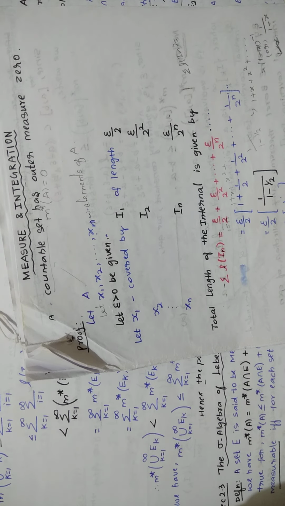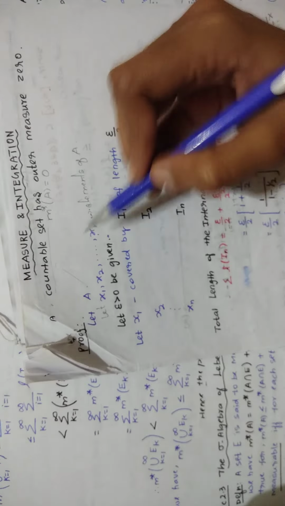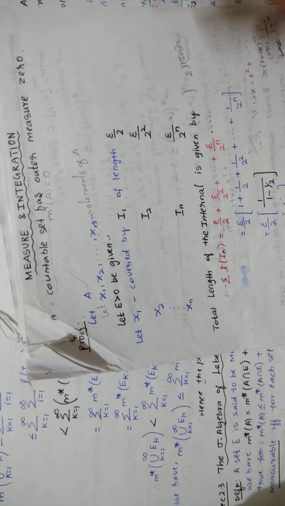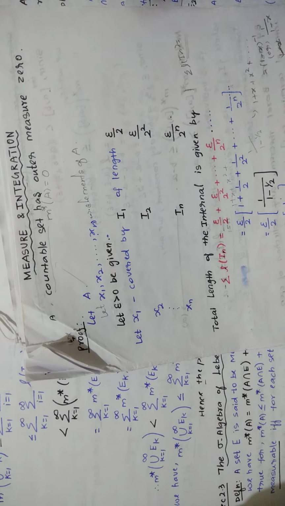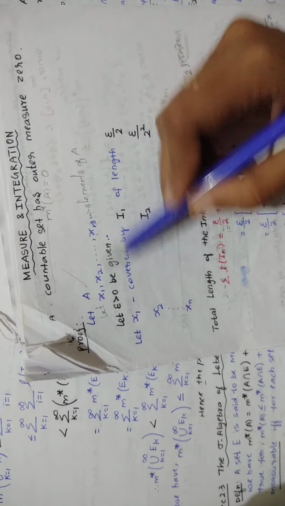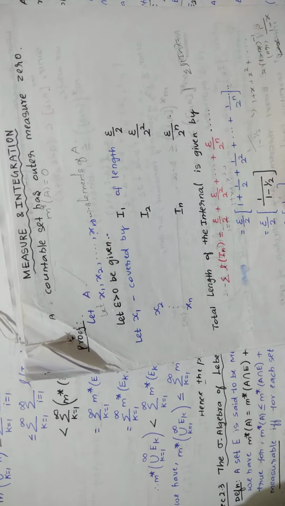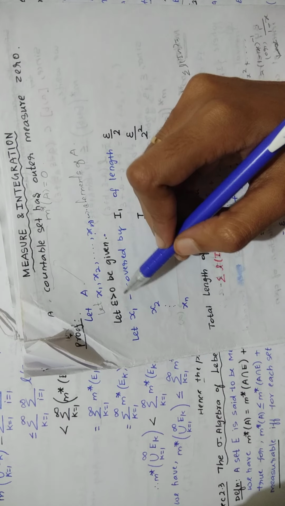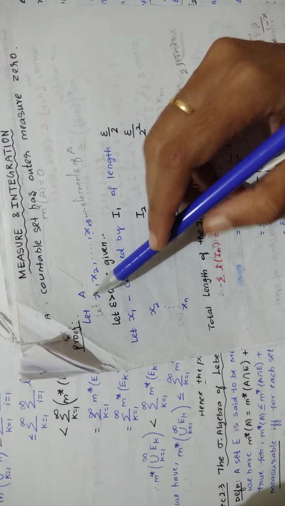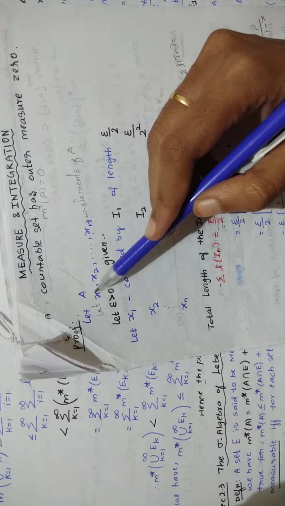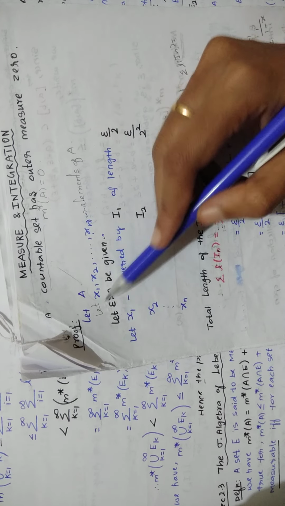0, right? So for that you first take the countable set, that is, let A be a countable set. Let the elements of the countable set be x1, x2, etc., xn be the elements of A. Let epsilon greater than 0 be given. Then what we have to do is, choose the first element, x1.